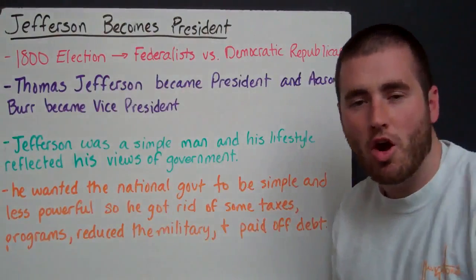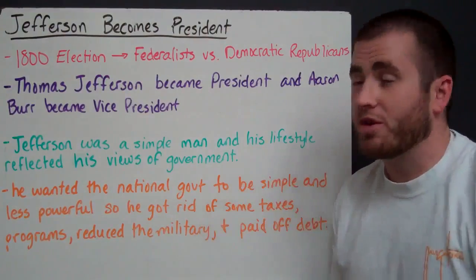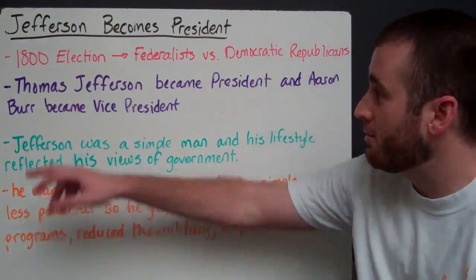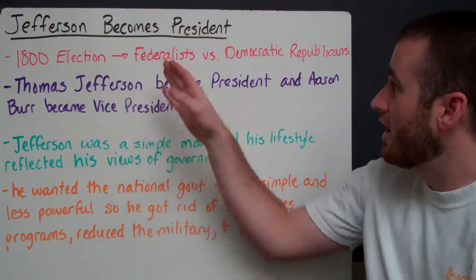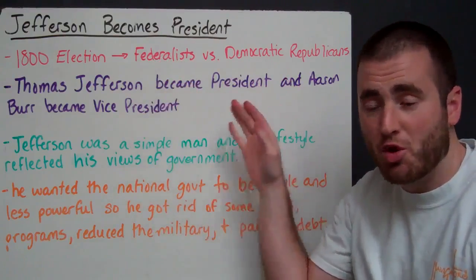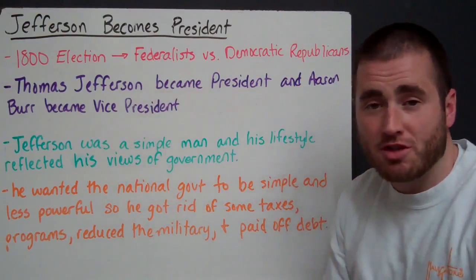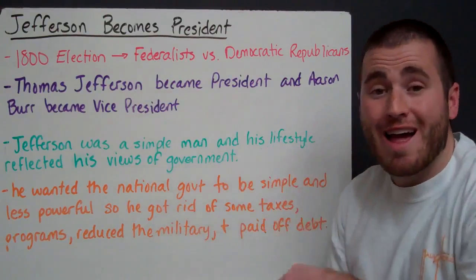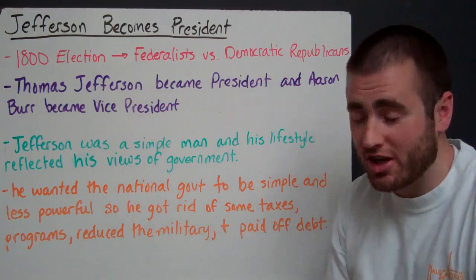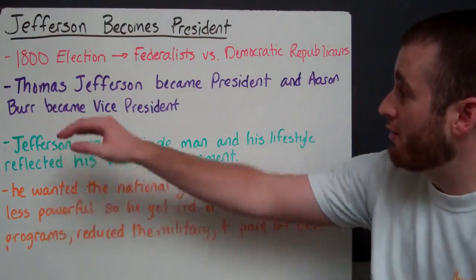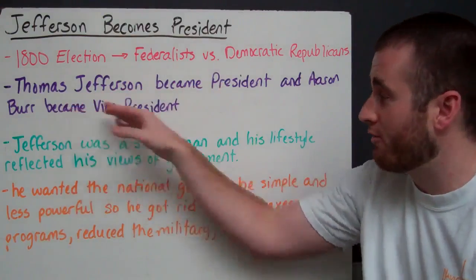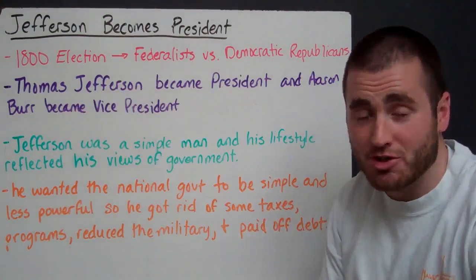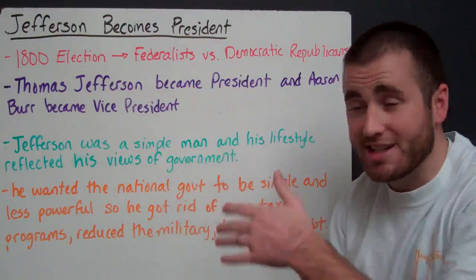Okay, all right, so we now moved into when Thomas Jefferson becomes president. He basically runs in the 1800 election. We have the two parties, the Federalists and the Democratic Republicans. Thomas Jefferson and a guy named Aaron Burr actually tie in this election, and it goes to Congress to vote on. They vote Thomas Jefferson as president, and Aaron Burr became the vice president. So Thomas Jefferson is our president as of 1800.